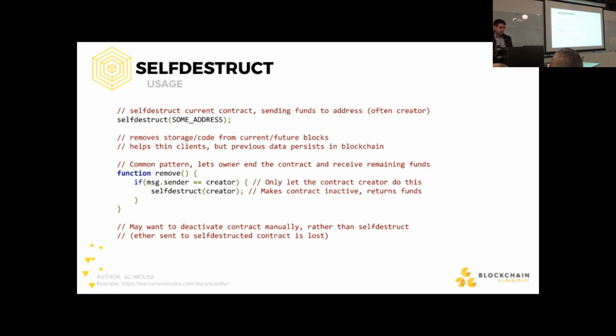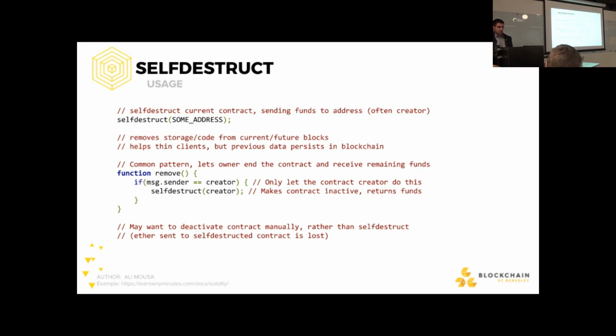Self-destruct. So basically, if you want to be able to destroy a contract after a certain amount of time, this will remove storage and code from future blocks. So once you post things on a blockchain, it's always there. This technically just nulls all execution of this contract. It doesn't necessarily delete it. You can't really delete things off the blockchain, it's immutable, right?